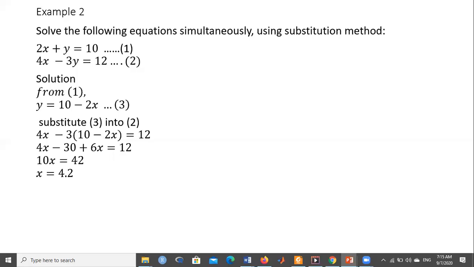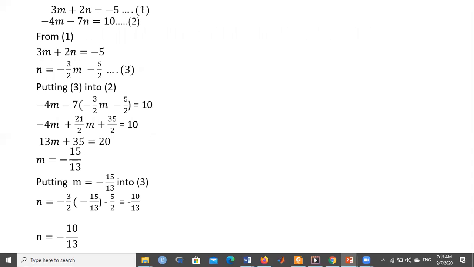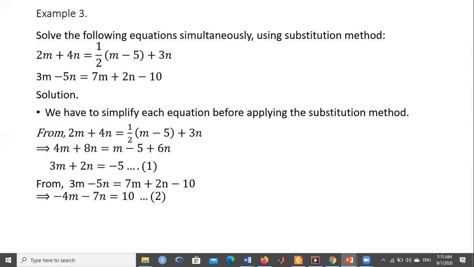So now you can continue to find y. You continue yourself: find y by substituting x equal to 4.2 into equation 3 or any one of the equations, and you get your y. You can do that for the third equation also.